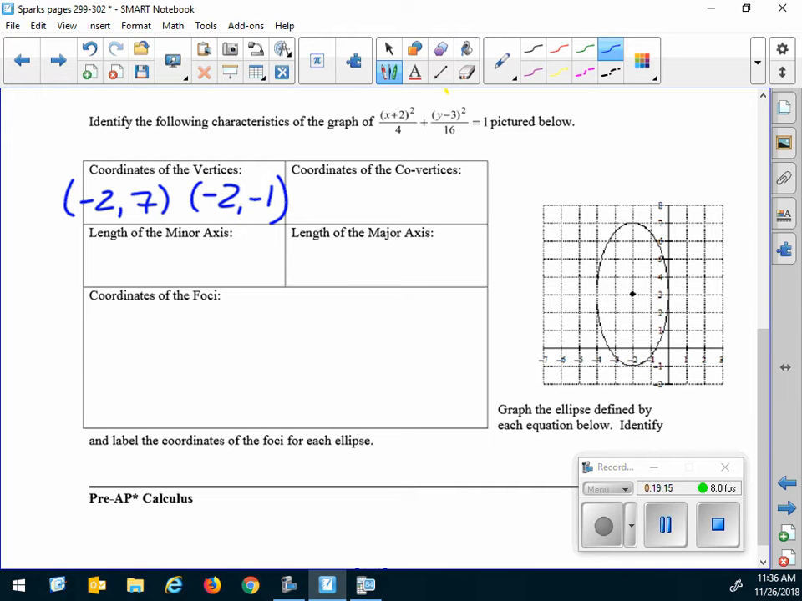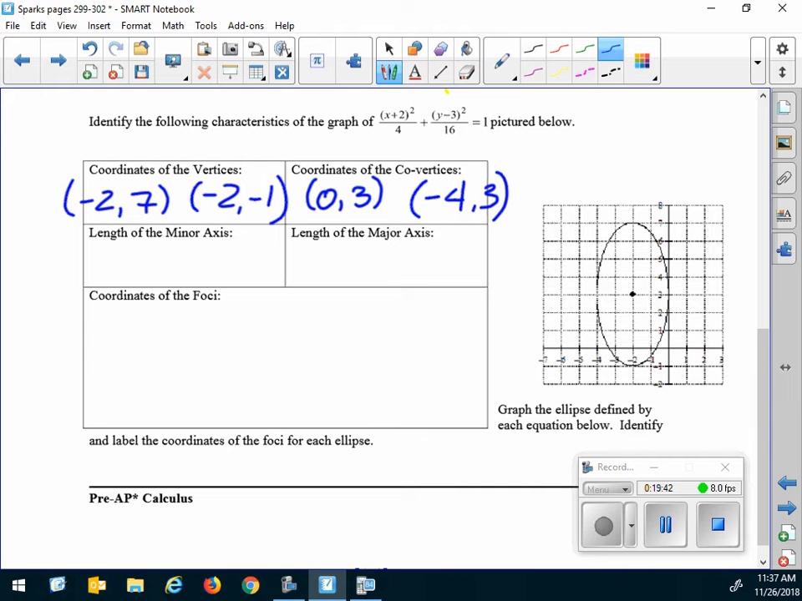All right, co-vertices. 0, 3. And -4, 3. What is the length of the major axis? 8.